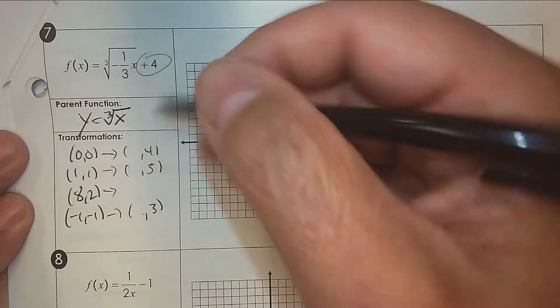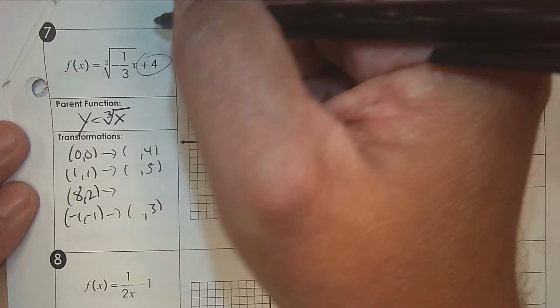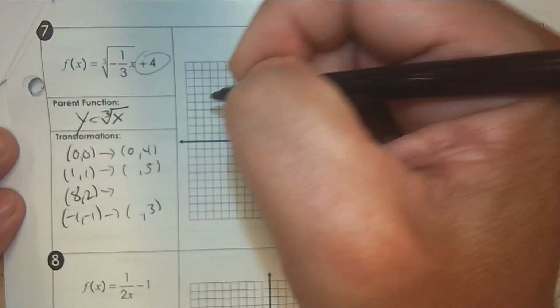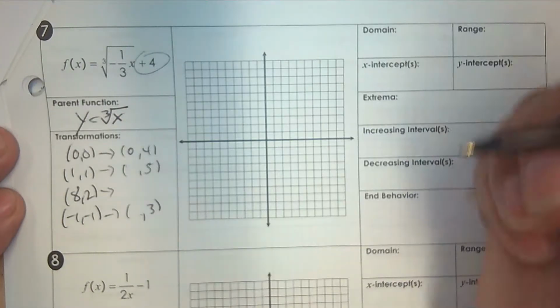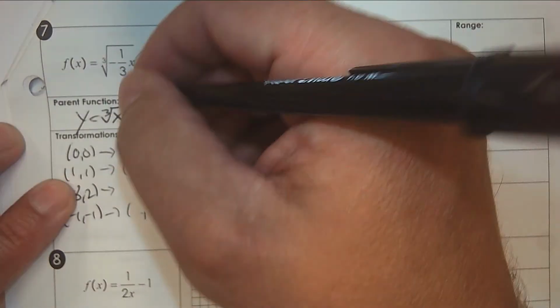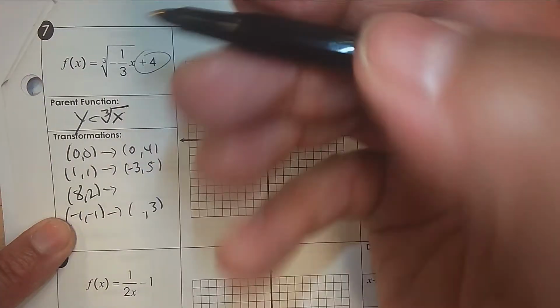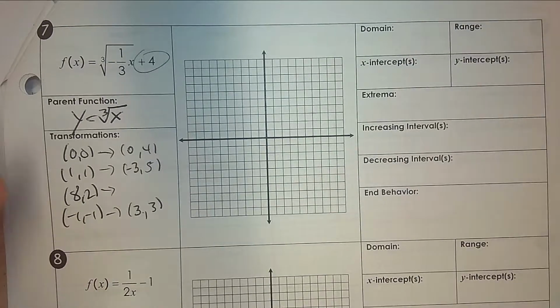And then inside, -1/3. So I'm going to do the reciprocal of that, -3. So 0 times -3 is 0. 1 times -3 is -3. And negative times a negative is positive, so it's +3. So I'm going to use those points and curve from there.